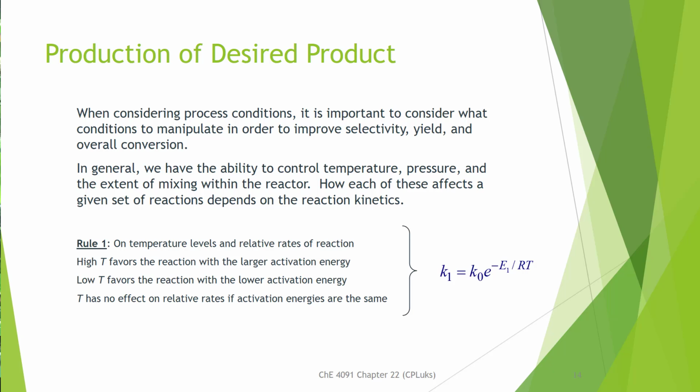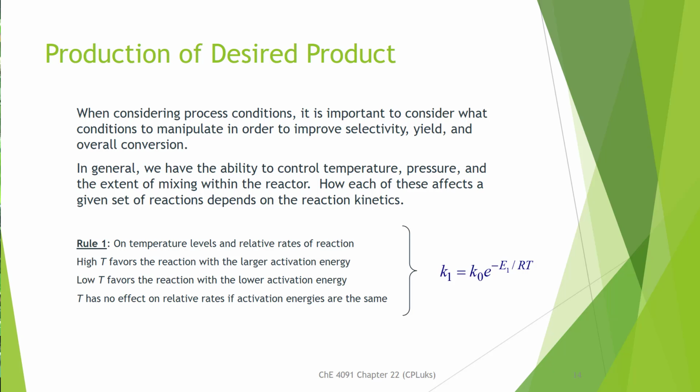So we can generally control temperature and pressure. We can control whether or not we have a reactor that mixes or more like a plug flow reactor. And we can control what we are feeding to the reactor to some extent. So how each one of these is going to actually affect the reactor process is going to depend on the reaction kinetics.